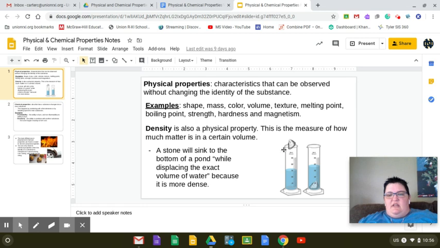So, for example, if you take the stone here and you drop it to the bottom of a pond or bottom of a graduated cylinder, the amount of water that rises or is displaced is the exact volume of the water, and can help us to determine the density of it. Okay, so by doing that, again, we're not changing the rock in any way, so it is still a physical property. Okay, all right, so that is physical properties. Hopefully that makes a little bit of sense for you.